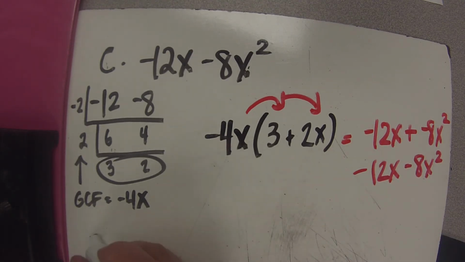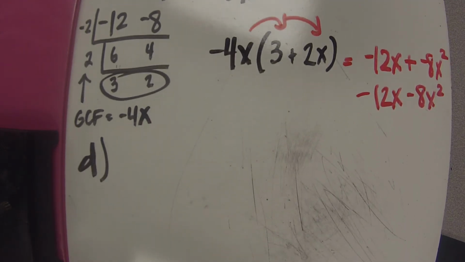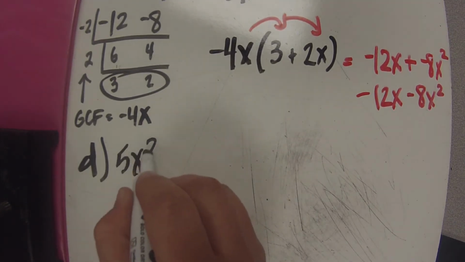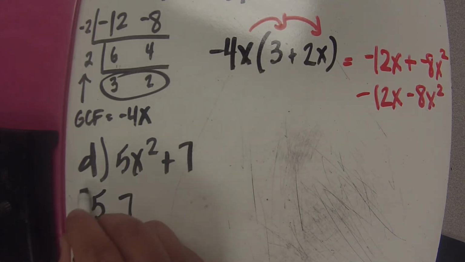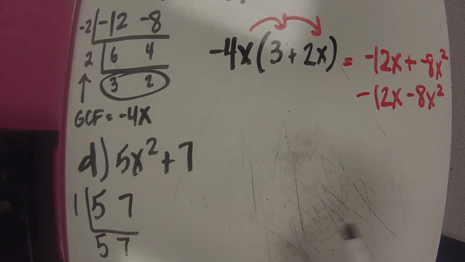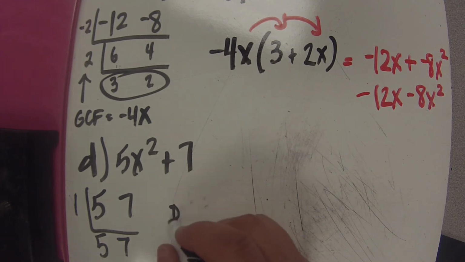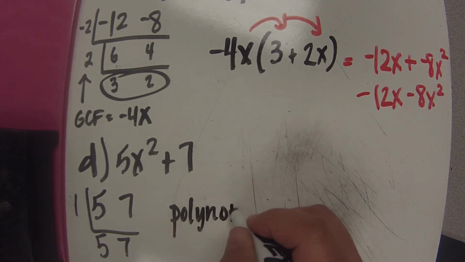Okay, D. D is 5x squared plus 7. Okay. Now, is there a variable term in both of the terms? No, there's not. Okay. Is there a greatest common factor that we can pull out between 5 and 7? Well, that factor is going to be 1. And so in this case, this polynomial cannot be factored.